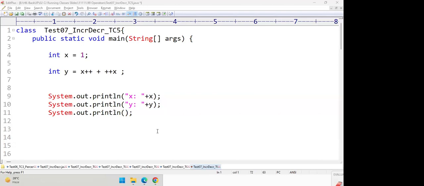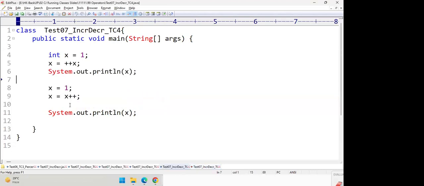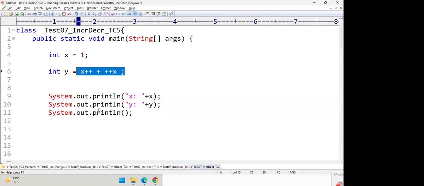Completed? What is your output? X value? X value 1. How is the X value 1 here? Did you assign X value to the same variable or another variable? In the previous program you got 1 because you assigned to the same variable. Here, where do you assign to the same variable? You only increased. You didn't do another assignment, right? What is the X value? 3. What is the Y value? 4.